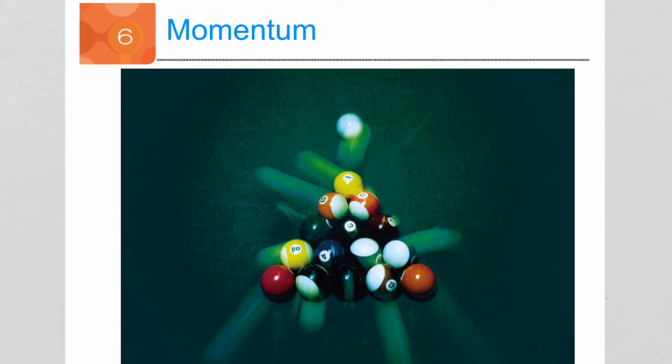The subject of this lecture is momentum. When we studied Newton's laws, we found out that it's harder to get a more massive object moving from rest than a less massive object. And this concept was related to inertia.